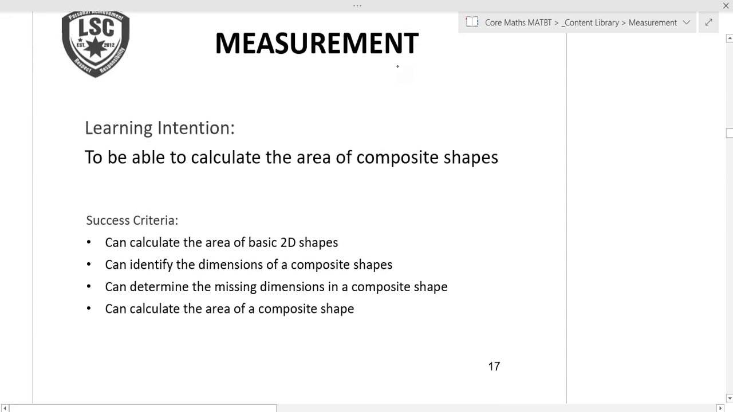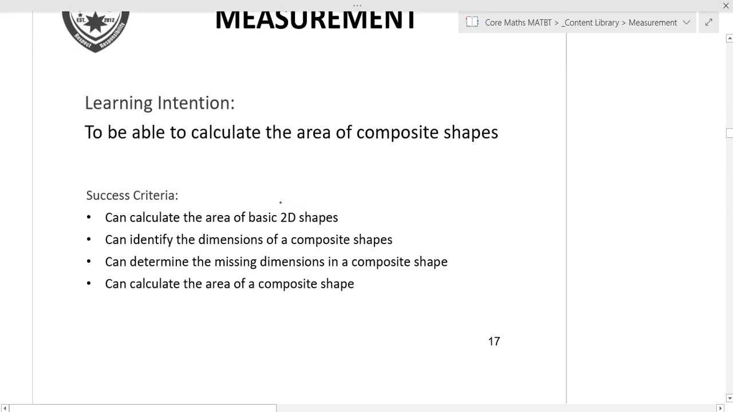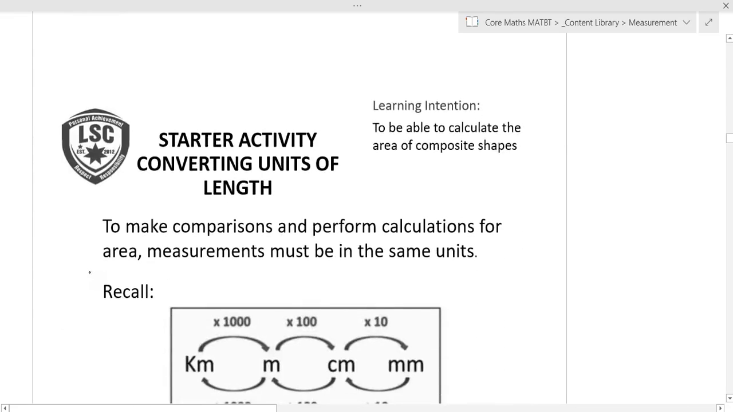So in terms of our success criteria, what we're going to try and get to is understand how to get the area of your 2D shapes. Identify dimensions of your composite shapes, so basically area of composites. Find missing dimensions of your composite shape, and then calculate the areas of them. So four things that we're going to try and be able to reach by the end of today's lesson, which I am confident we can. Let's get straight into it.